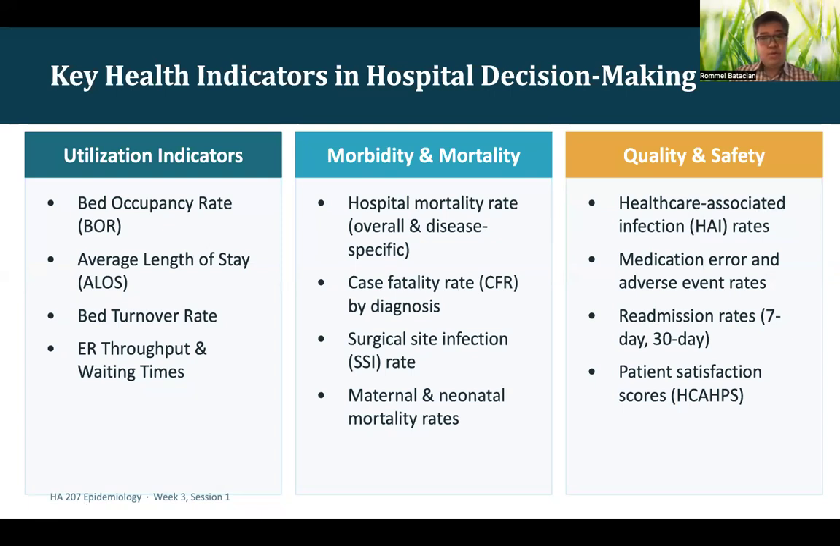But so we've mentioned the utilization indicators. Next would be the morbidity and mortality indicators, such as the hospital mortality rate. Not just looking into the numbers, but what would be the specific types of diseases? What are the most common diseases that led to the death of patients in the hospital? Case fatality rate: that means for a particular illness, for example myocardial infarction, what percentage of those admitted with myocardial infarction die in the hospital?